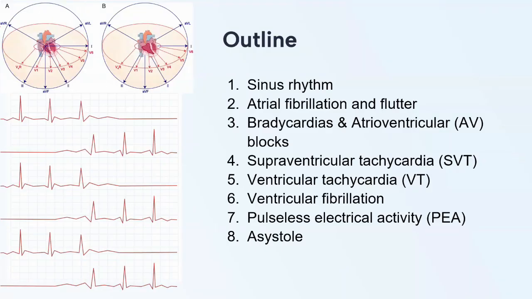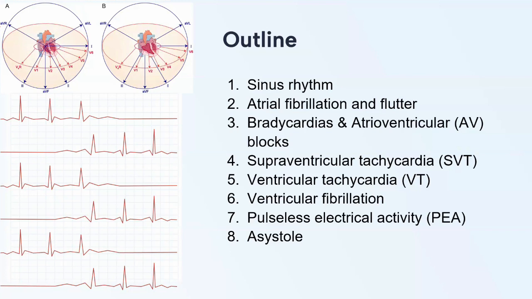The outline of my talk: we're going to first go through what normal sinus rhythm is, because it's just important to know what's normal before we figure out what's abnormal. It also helps in terms of the calculations with the different intervals and the different waves. And then we'll talk about atrial fibrillation and flutter. Atrial fibrillation is quite a big topic, but I'll just go through the basics.